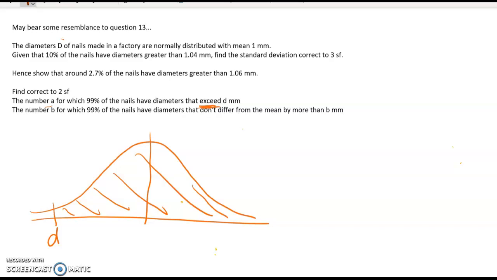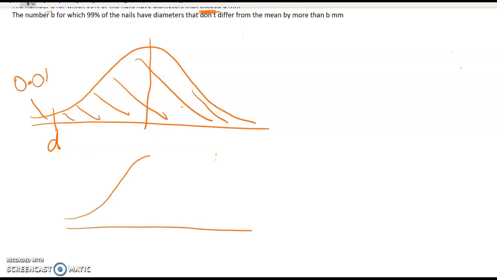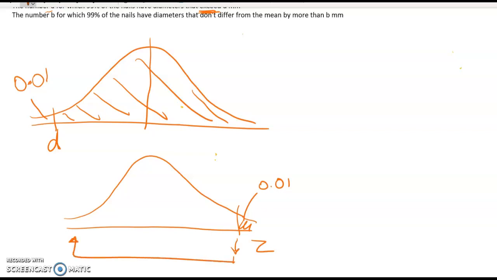This is going to be a negative number, but the easiest way to figure it out is to find the number at the other end. So this number here is going to chop off 1% in that tail, but it should be pretty easy to find using my Z value, the Z value that chops off 1% in that tail. Whatever that number is, we're going to take the negative of that value.